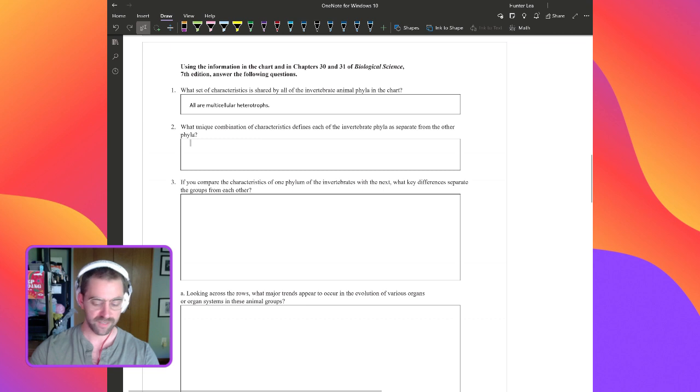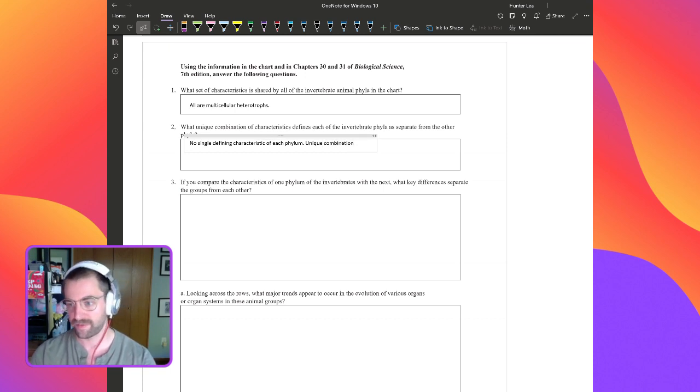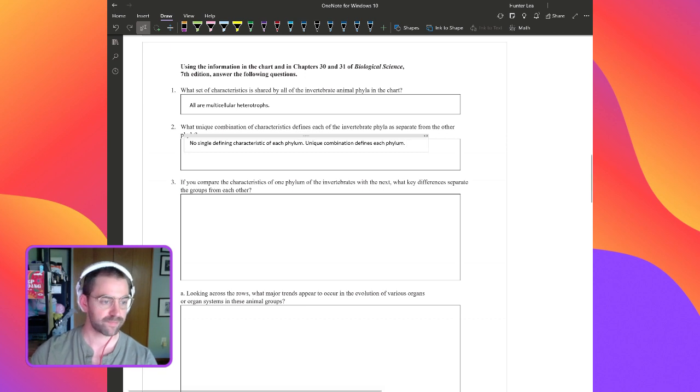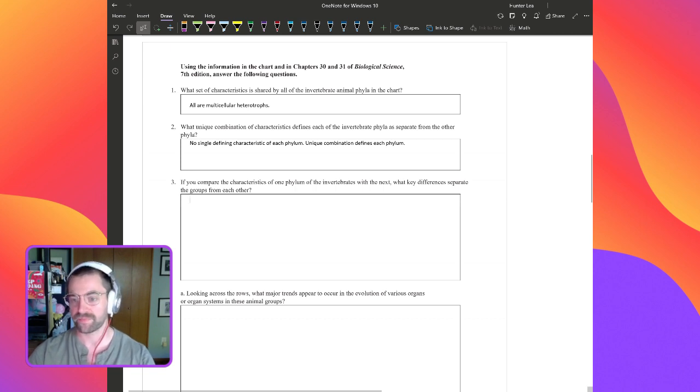So there's no single defining characteristic of each phylum. Unique combination defines each phylum. So it's no single characteristic, it's all of them, sort of holistically.